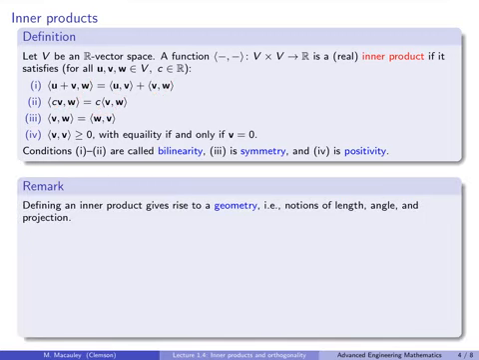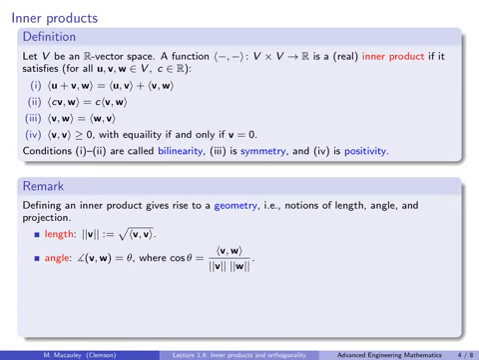So here's a remark that should not be a surprise. I've told you it was coming, but defining an inner product on a vector space gives rise to a geometry. Right away we get a notion of length, of angle, and projections. In particular, the length of a vector we can just declare to be the square root of V dot V. The angle between vectors V and W, we can say the cosine of the angle is V dot W divided by norm V times norm W, where the norm we just defined above.